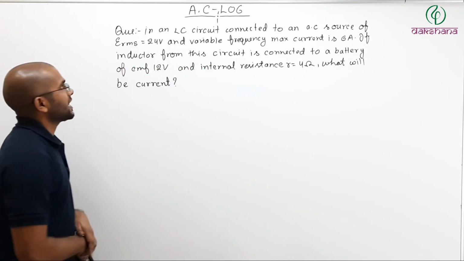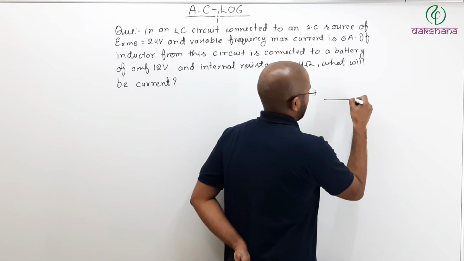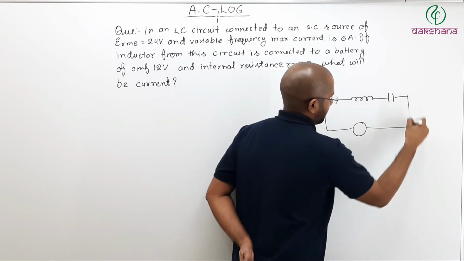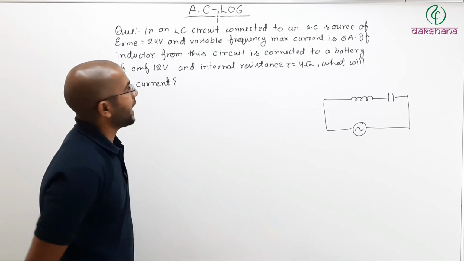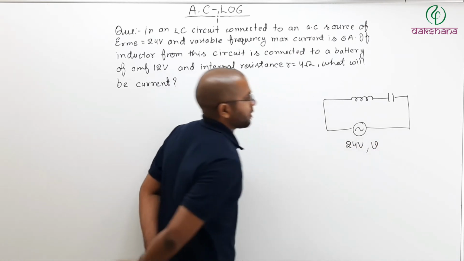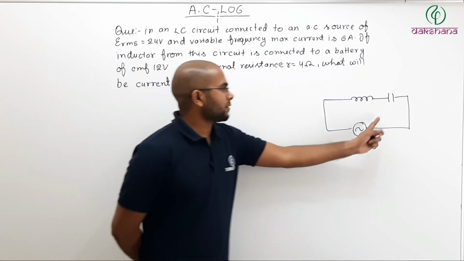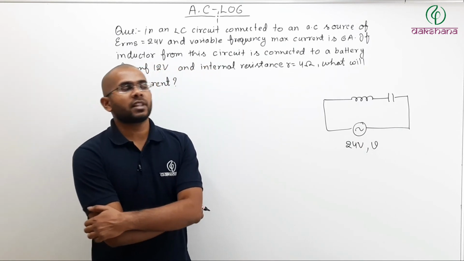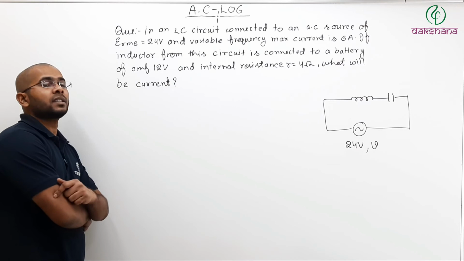Here it is given an LC circuit, meaning there is only inductance and capacitance. Let us say this is L, this is C, and it is connected to an AC source of ERMS 24 volt and variable frequency. Meaning ERMS is given as 24 volt, but frequency can be varied. Maximum current is 6 ampere. In circuits like this, maximum current is observed when the circuit is in resonance.